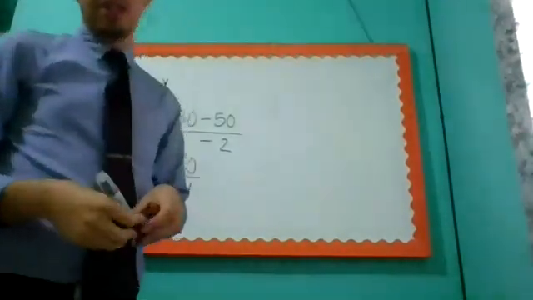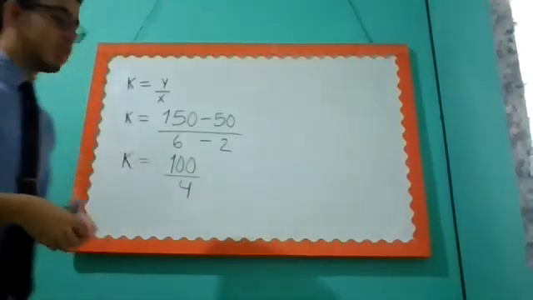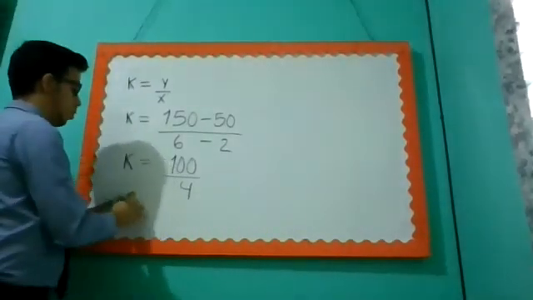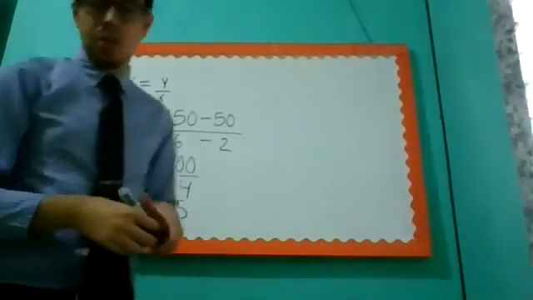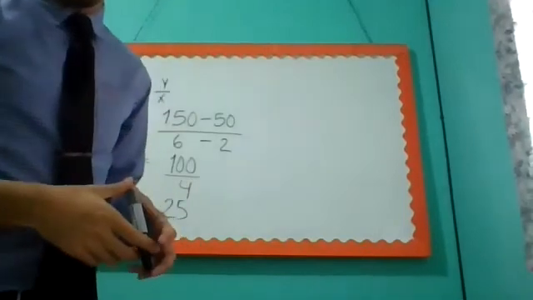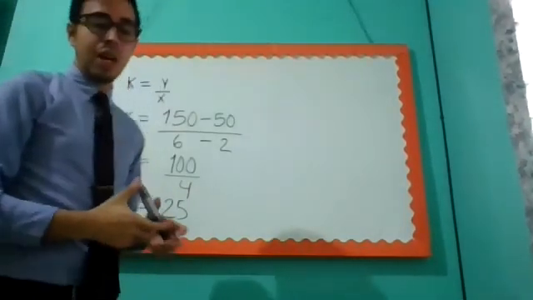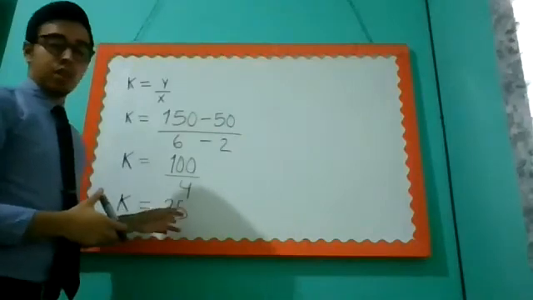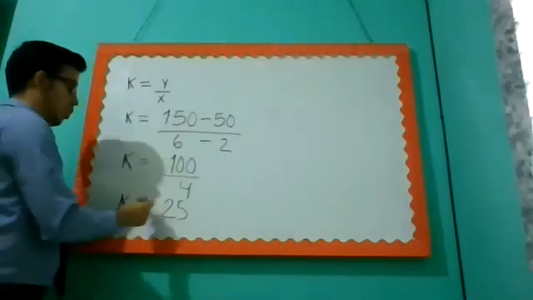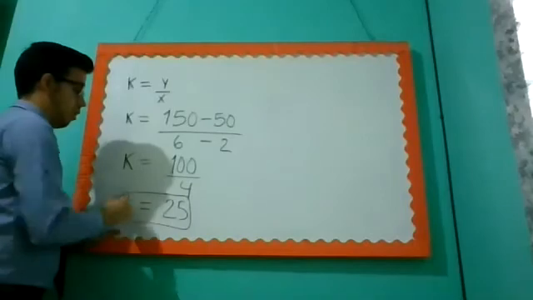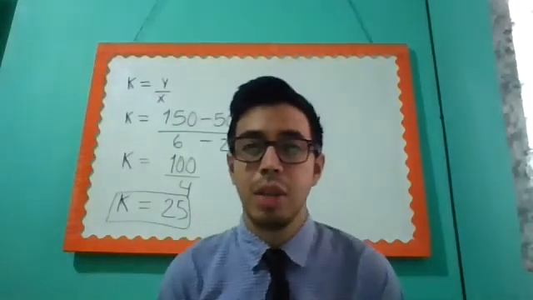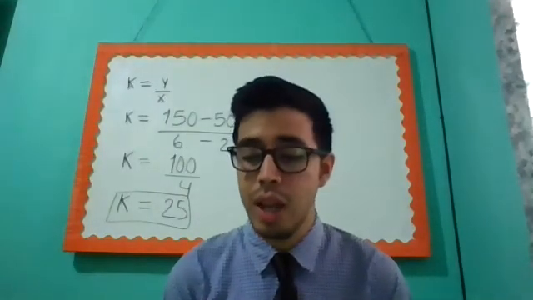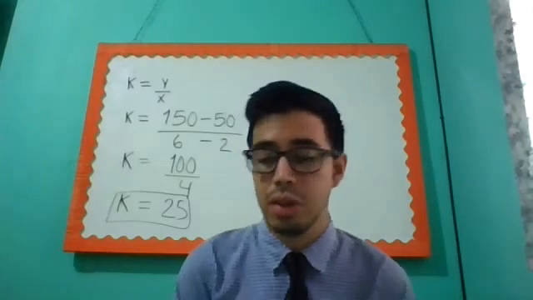I can simplify this, and the machine can make 25 bottles of soda per minute. 25 soda bottles in each minute. So this is the slope in here, 25. The time is represented in minutes in the x-axis, and y is representing the number of bottles of soda.